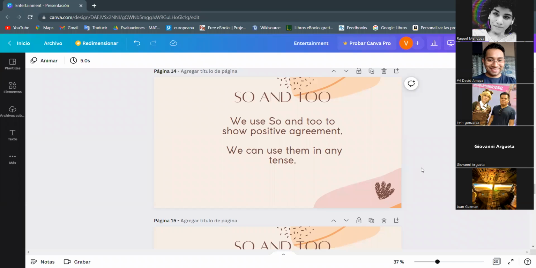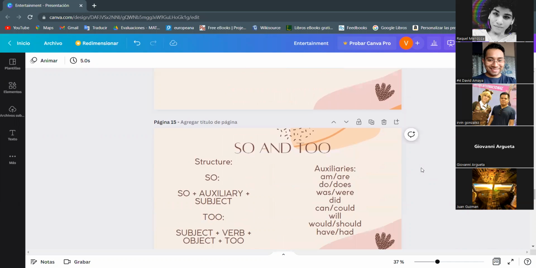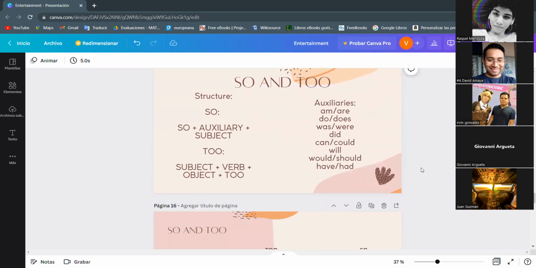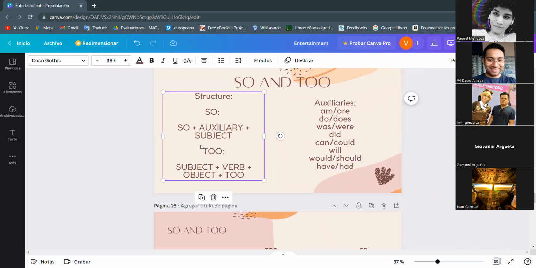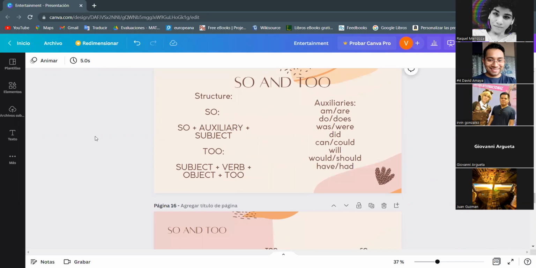For example, when it says that you can use them in any tense, it means that you would have to modify the auxiliary. We'll see that later on. So here's the structure. Giovanni, can you help us read the structure, please? So plus auxiliary plus subject. Too, subject plus verb plus object plus too.